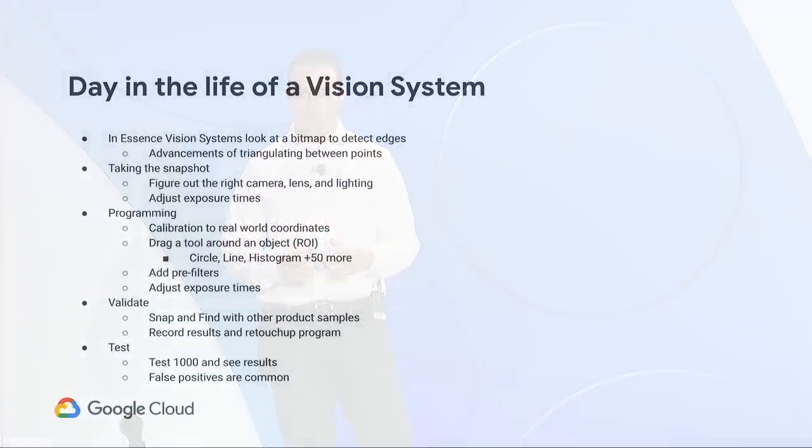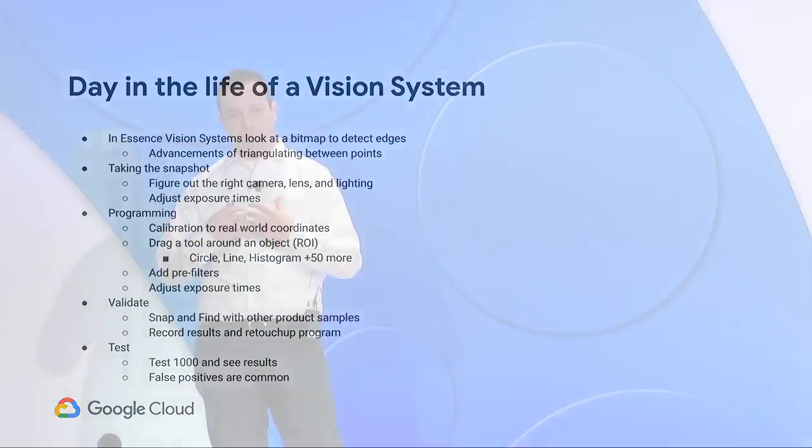Then, just like we talked about a minute ago, we'll use the drag and drop from our palette onto the screen to create our program. For example, these palette tools might include a circle tool. If you're trying to define a golf ball moving down an assembly line, you might use a circle tool to tell the system, hey, I'm looking for a round object. Or for a dispensed bead, you might use the line tool. Or a histogram tool if you're trying to figure out how bright or dark something is. And you'll add these tools and create your program, and you might include some pre-filters to make those pixels pop out a little bit better.